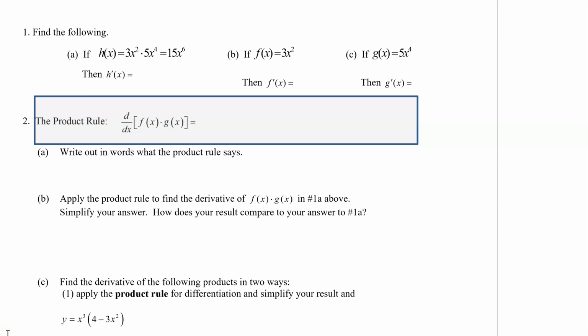Right, this is the intro to product rule. And so what we're going to do is start with what we already know and then show how it's related to the product rule. So if we take 3x squared and multiply it by 5x to the fourth, we end up with 15x to the sixth.